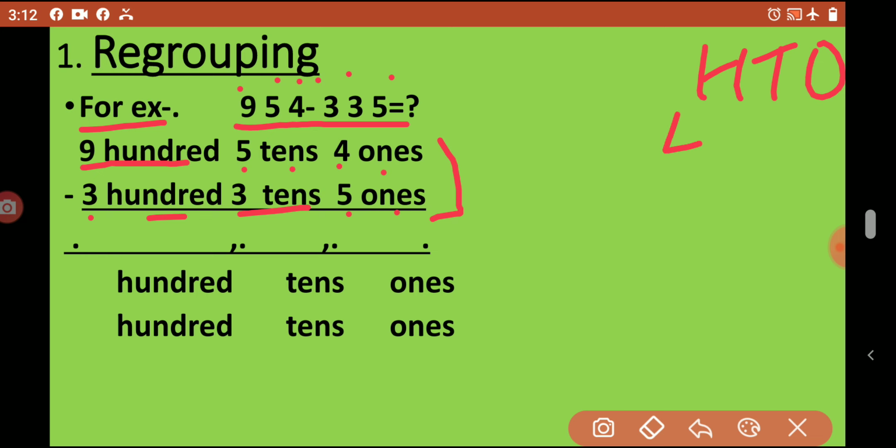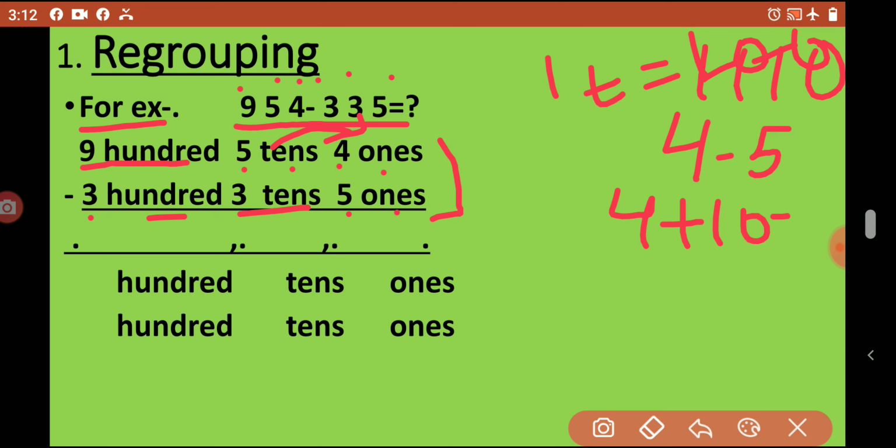Now for subtraction, firstly we start from the ones place. So we have to write 4 minus 5. Now 4 is smaller than 5, so we cannot subtract 5 from 4. So 4 takes a borrow from the tens. Now 5 gives its 1 ten to 4, and you already know 1 ten equals 10 ones. So 4 becomes 4 plus 10 equals 14. Now in the ones place there is 14.